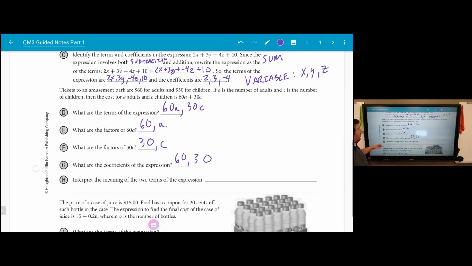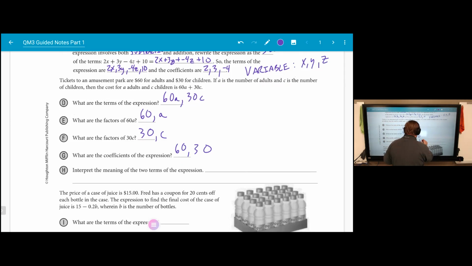Interpret the meaning of the two terms of the expression. Well, the first term is 60A. And what does 60A mean? It's 60 times A. A is the number of adults. So if I knew how many adults there were and I multiplied it by 60, I'd get the total cost for adults. Total ticket cost for adults.